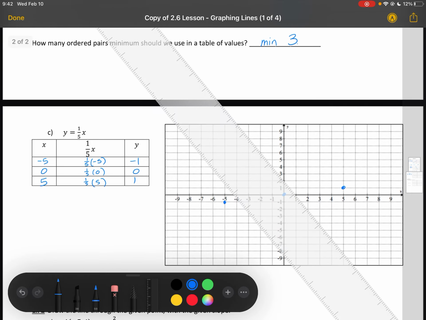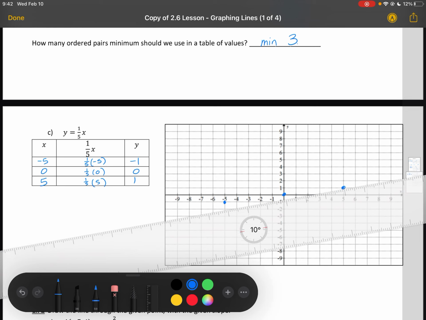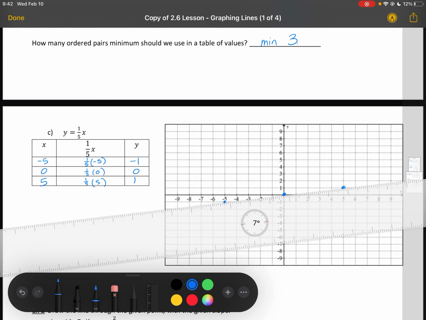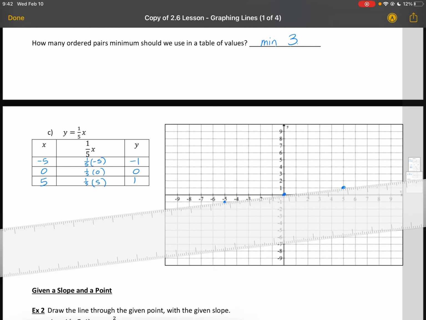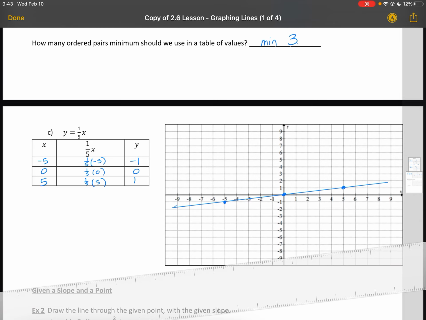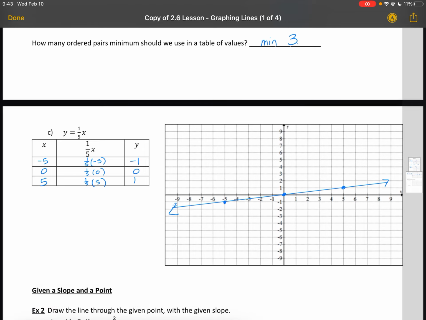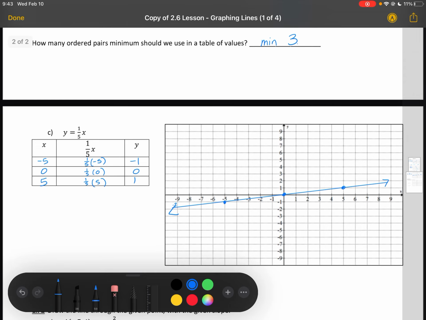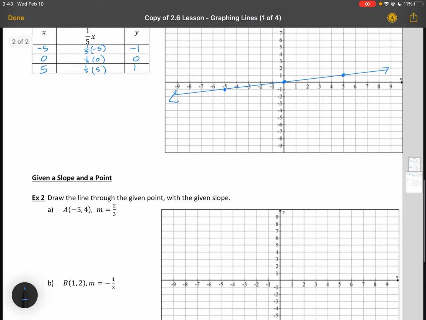And I can get out my ruler. I noticed that this one is very shallow. My slope is quite low. So I'm going to extend my line all the way across my graph and add arrows to show that it continues. So those are 3 examples graphing with a table of values.